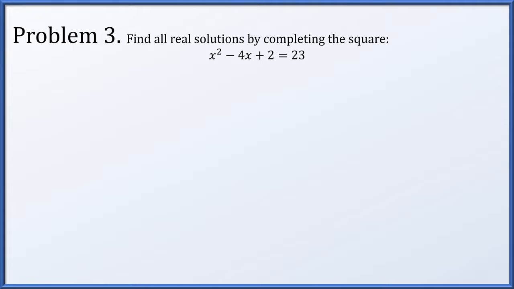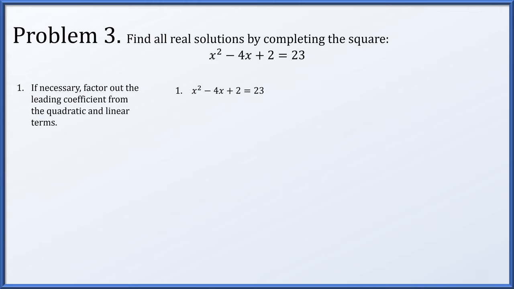Next up, find all real solutions by completing the square. We have x squared minus 4x plus 2 is equal to 23. The first step in completing the square, having got the quadratic, the squared term, and the linear, just the x term, on one side of the equation, you need to identify the leading coefficient, the number multiplying x squared. If it's not equal to 1, you're going to have to factor it out, but just out of the quadratic and linear term. We have a leading coefficient of 1, which means factoring out a 1 isn't going to change anything. Next, identify your linear coefficient and find 1 half of that.